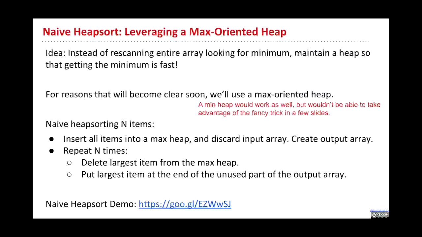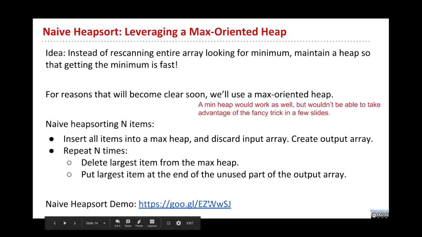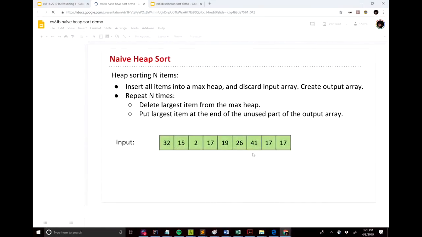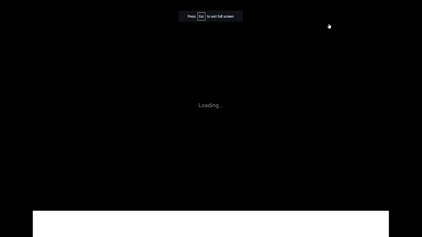You could do min heap or max heap, but I'm going to do max, and you just have to accept that. So here's the naive heap sort idea. I'm going to take all my items, put them into a max heap, and then throw away the input array. Then I'm going to create an output array, and repeat the following n times: delete the largest item and put it at the end of the output array. Now this seems more complicated than it needs to be, and we'll see a better version in a minute, but I'm doing this because it's so easy to understand when you see it in action. Okay, let's go.